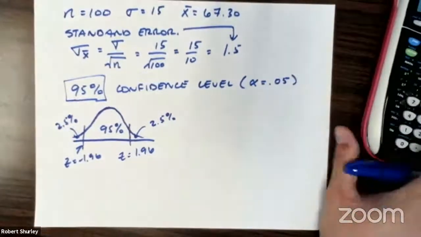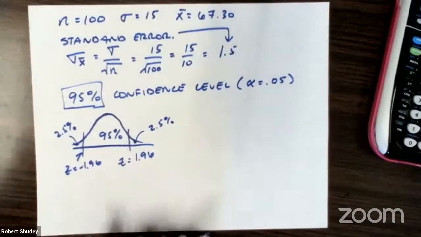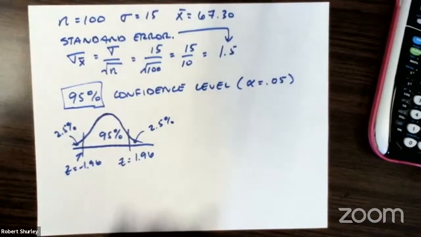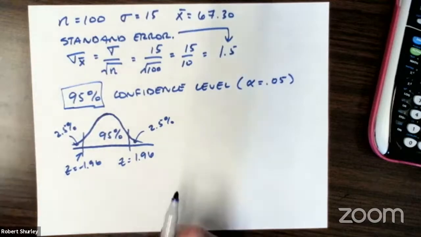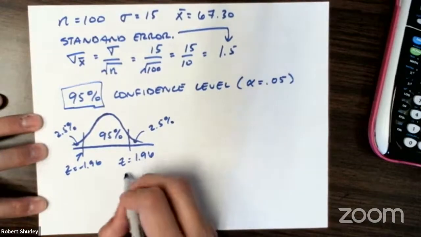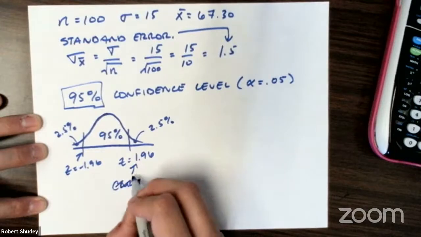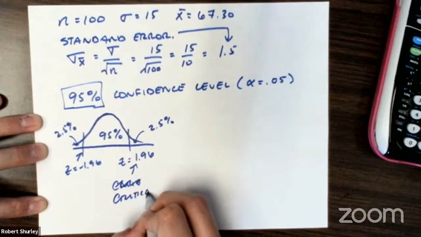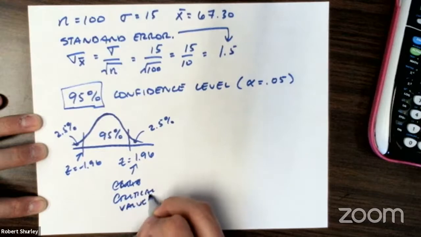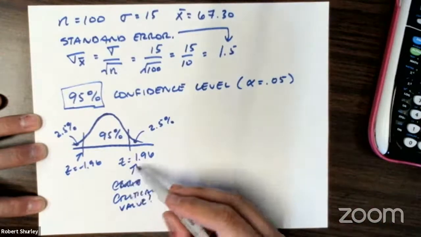Your book just states that. I just wanted to show you where it's coming from. It's on page 359. It talks about critical value. So we're going to label that as our critical value because your book does. That's our critical value, 1.96.